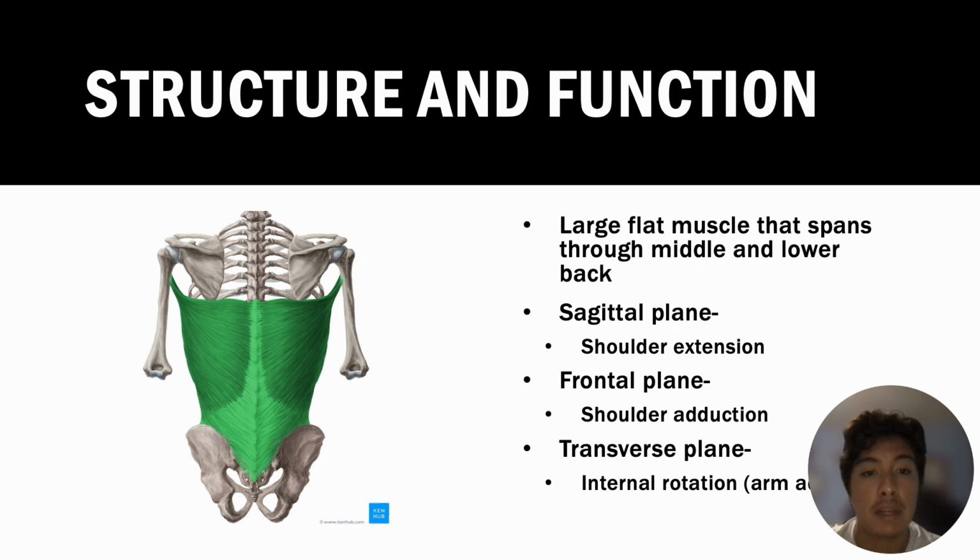In the sagittal plane, the Latissimus Dorsi is responsible for shoulder extension. In the frontal plane, the lats are responsible for shoulder adduction. And in the transverse plane, the lats are responsible for internal rotation, specifically when the arm is adducted already, where your arm is already in towards the midline of your body.